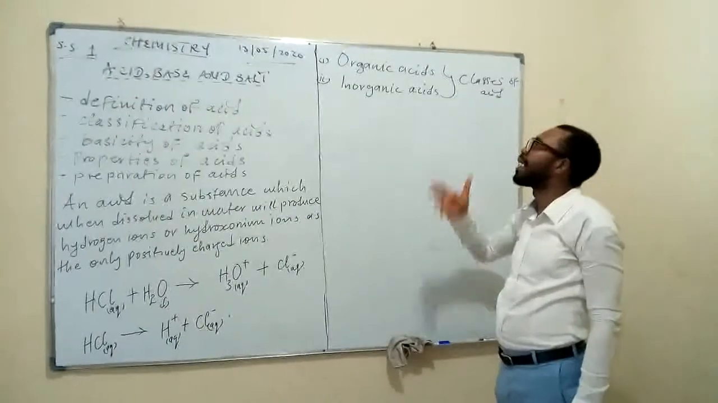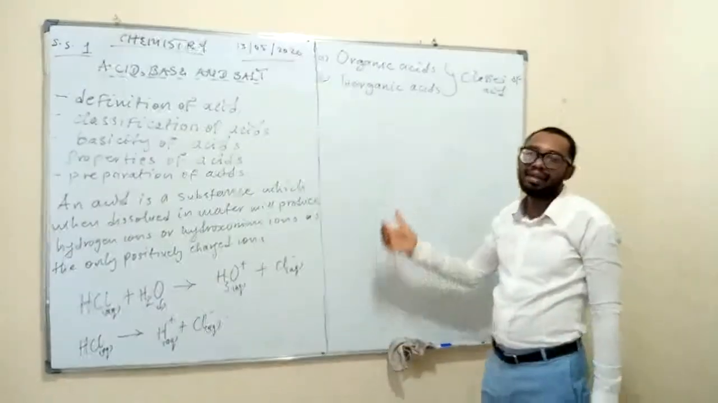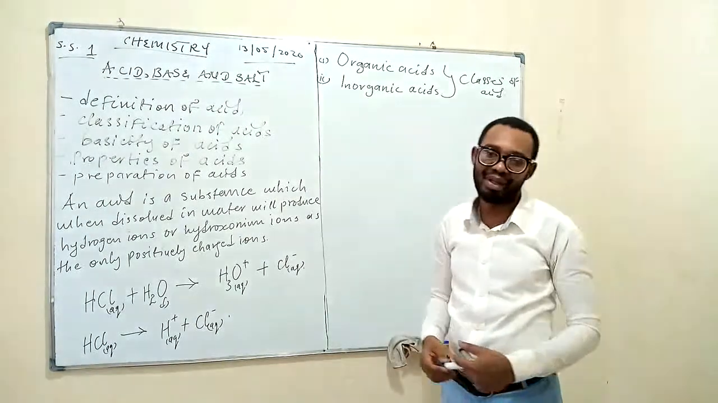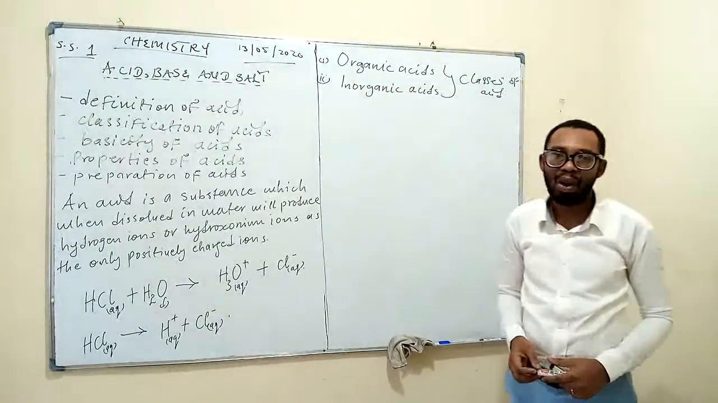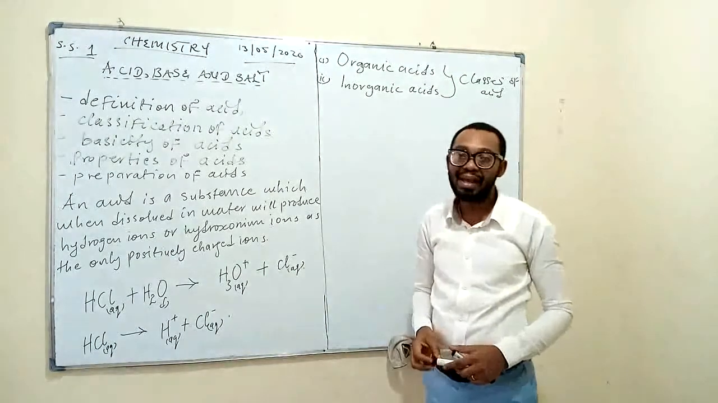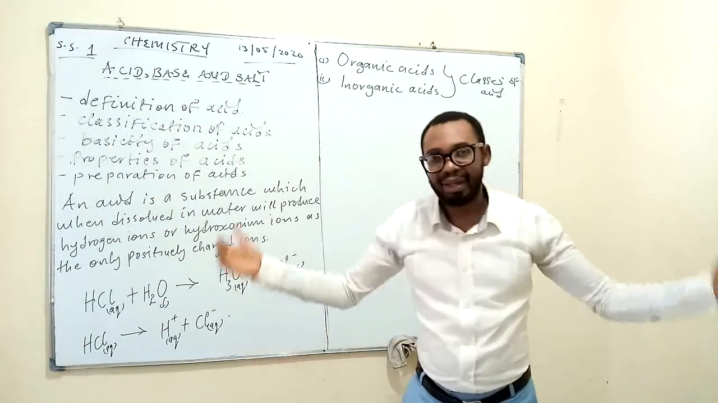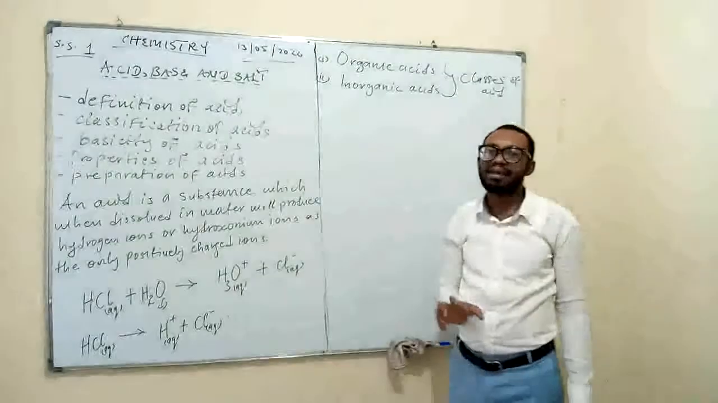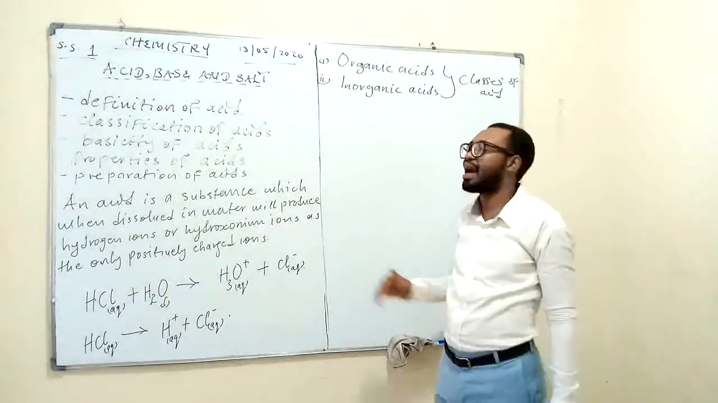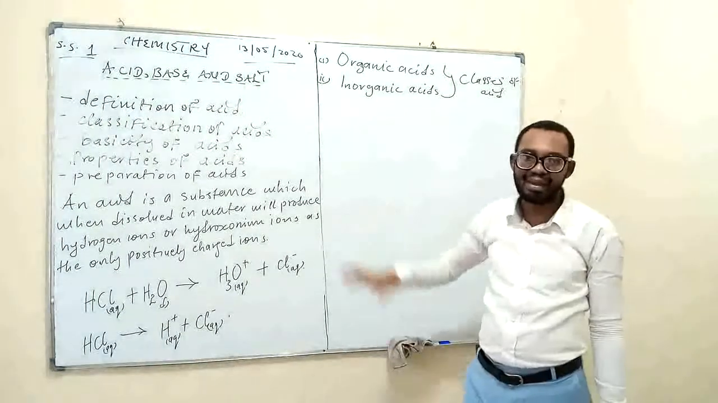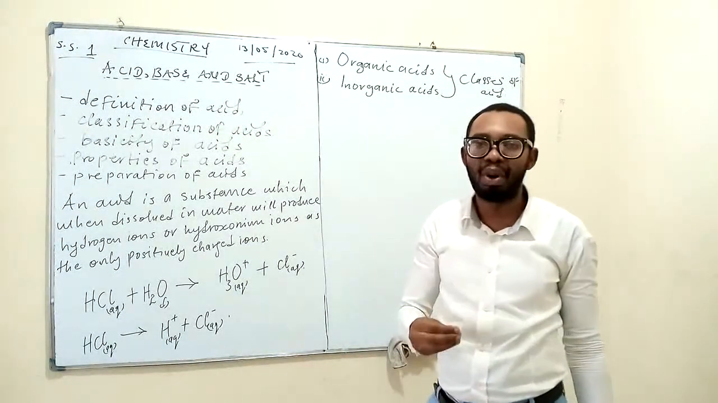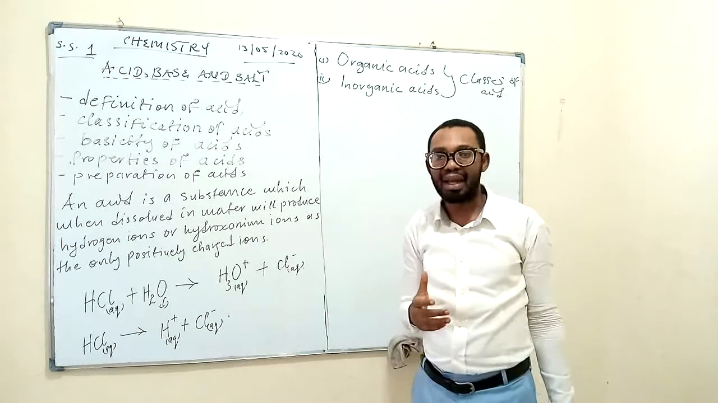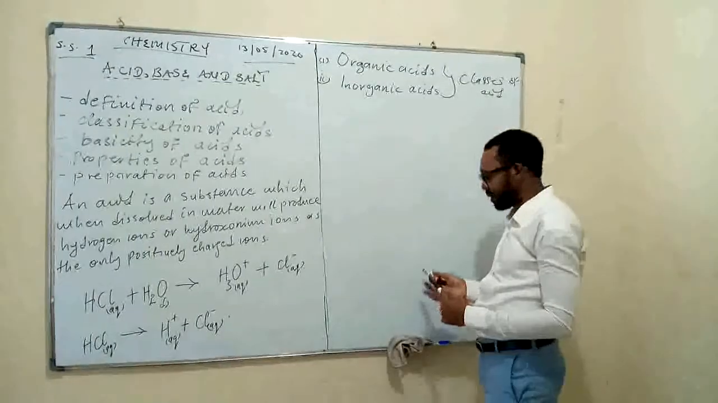Now, what are organic acids and inorganic acids? Organic acids are those acids that occur naturally in plants and animals. Whereas inorganic acids are acids that are prepared in a laboratory. They are synthesized in a laboratory. They are gotten from mineral deposits. Is that clear?